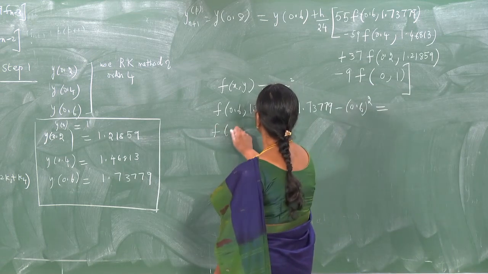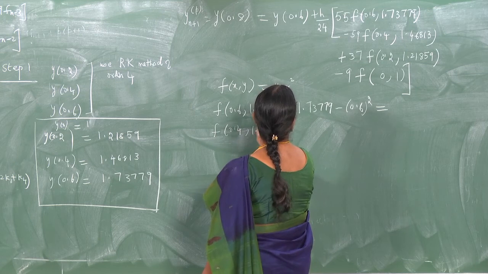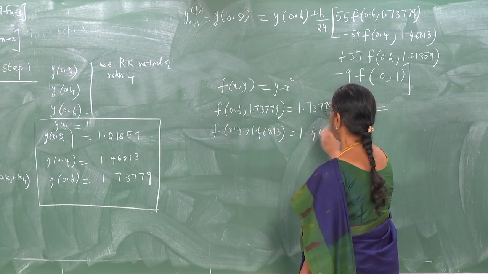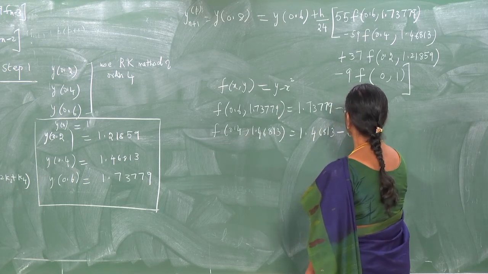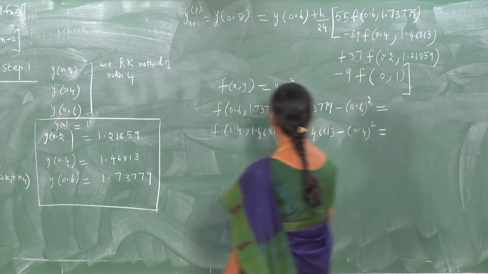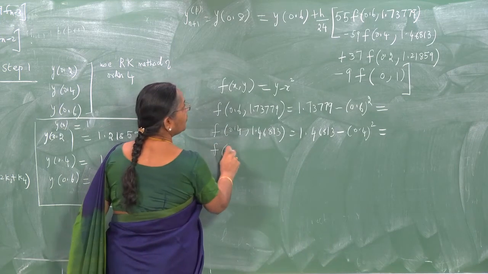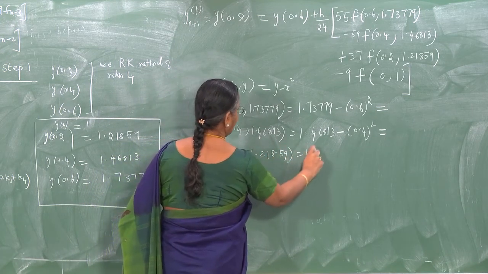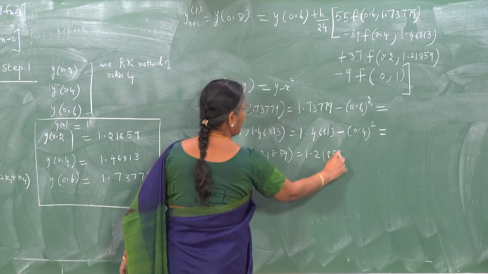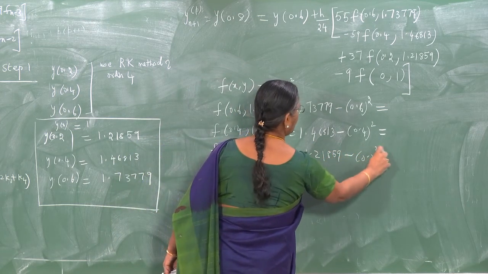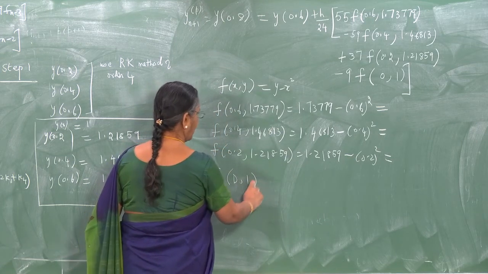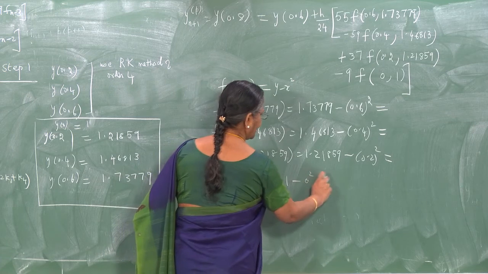Then f at 0.4, 1.46813. So, it is 1.46813 minus 0.4 square. F of 0.2, 1.21859. So, 1.21859 minus 0.2 the whole square, and f of 0, 1, and that will be 1 minus 0.